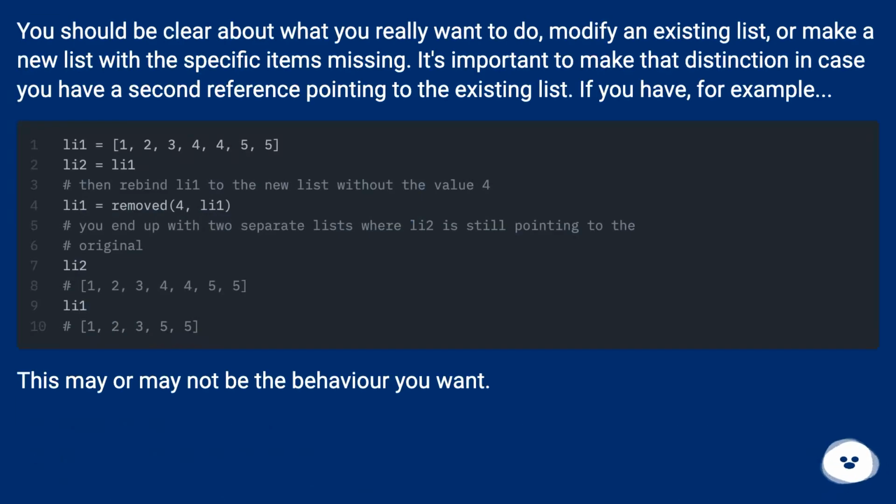You should be clear about what you really want to do: modify an existing list, or make a new list with the specific items missing. It's important to make that distinction in case you have a second reference pointing to the existing list. If you have, for example, this may or may not be the behavior you want.